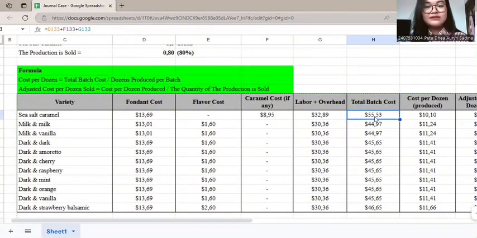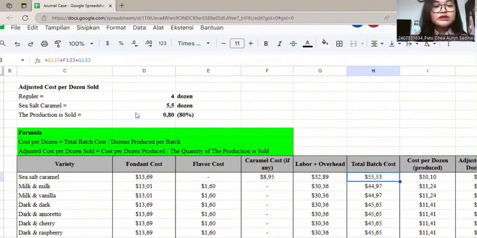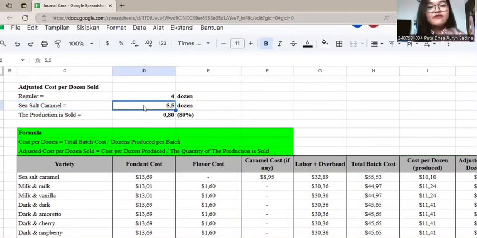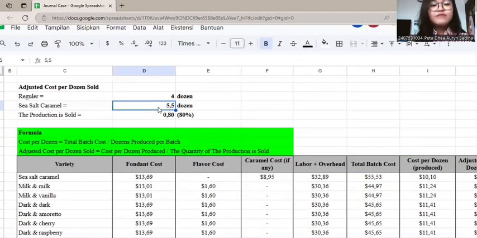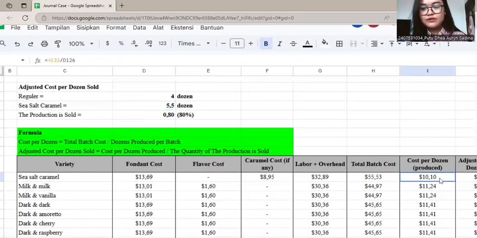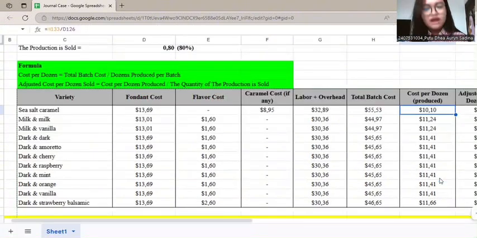For example, the sea salt caramel total batch cost is 55.53, and we already know the sea salt caramel produces 5.5 dozen. So $55.53 divided by 5.5 dozen gives $10.10 for the cost per dozen produced.